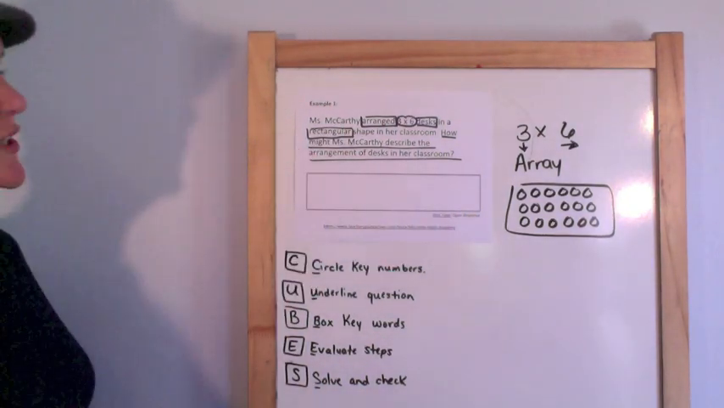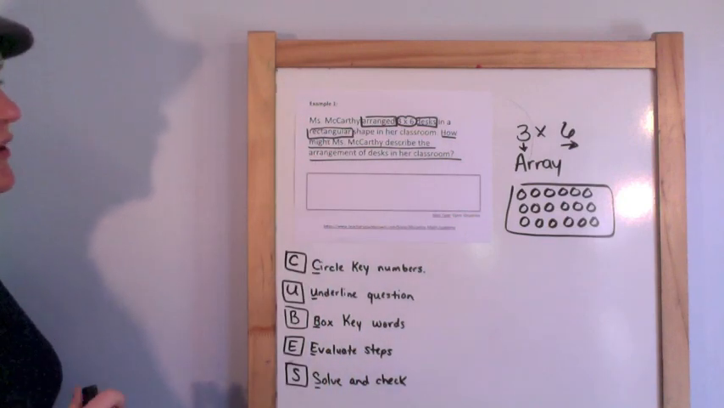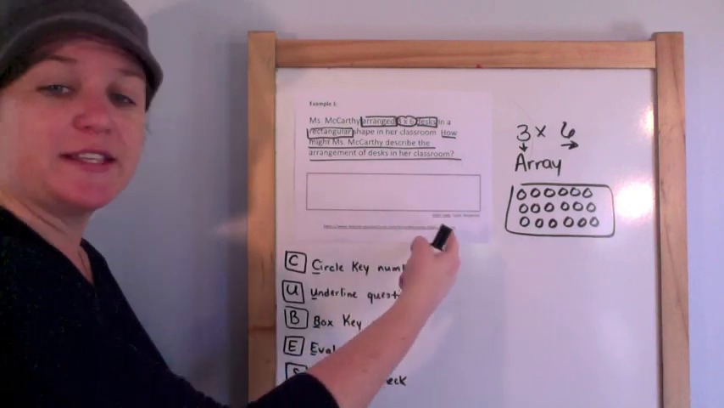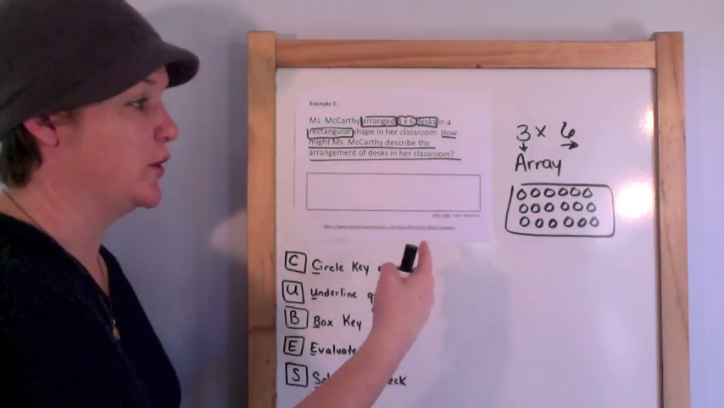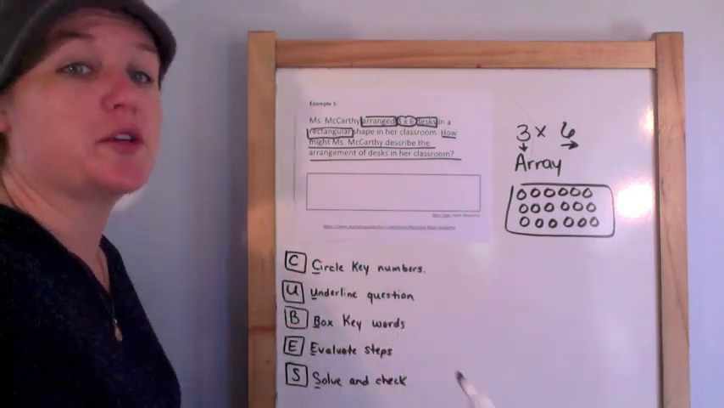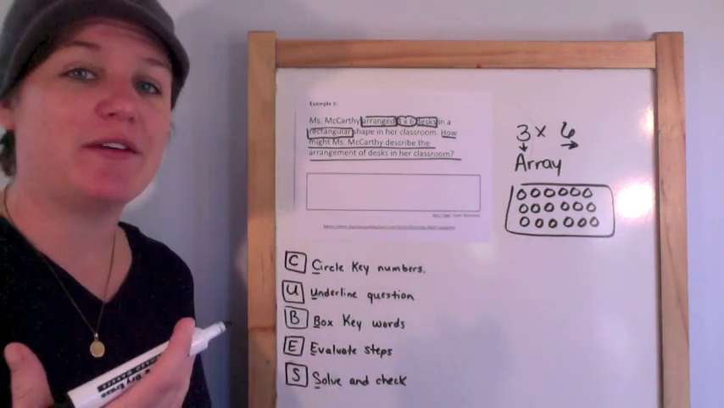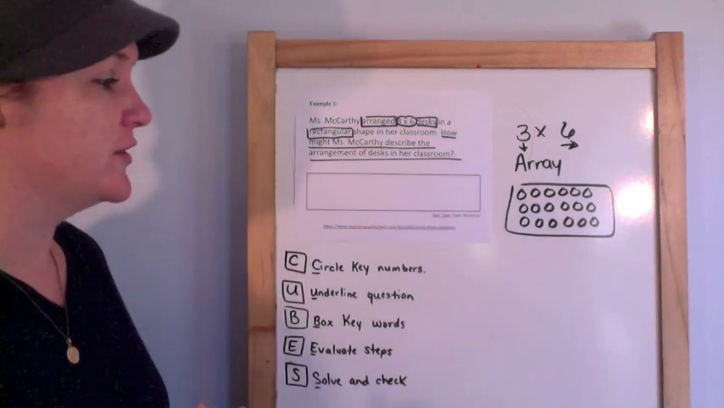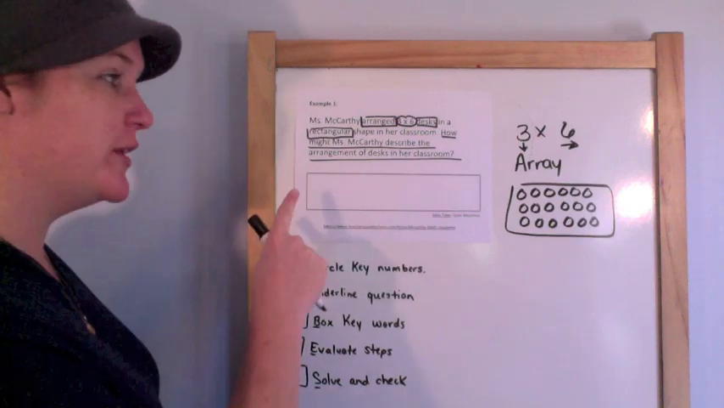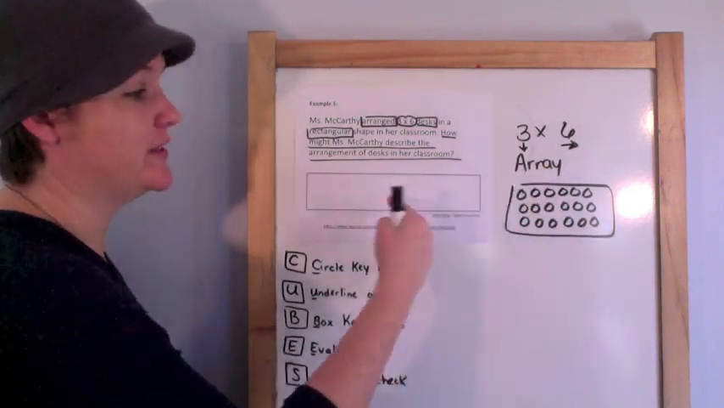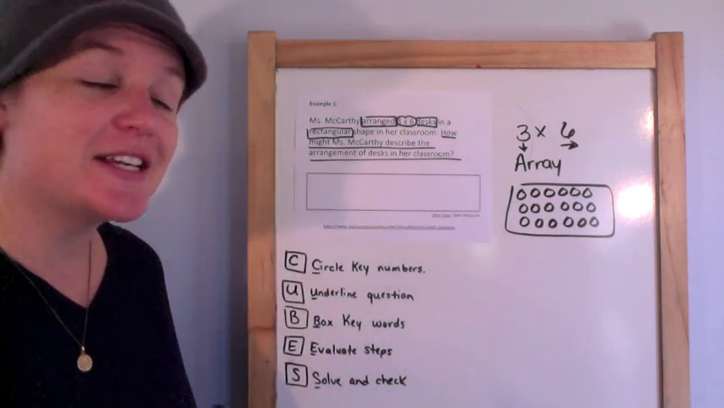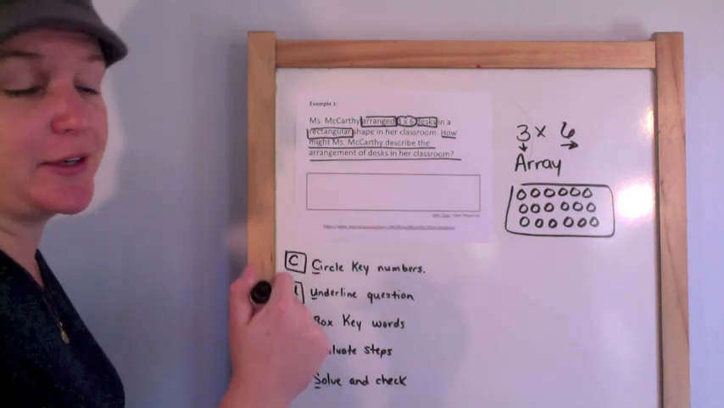So here we go. But the question is saying, how might Miss McCarthy describe the arrangement of desks in her room, her classroom? This is an open response question, guys. So what needs to go in this box is an open response. It's sentences that you have to do to answer this question. So, one word of caution. Do you notice how my work did not go inside of this box? The only thing that goes inside of this box is your answer. So now I'm about to answer it.